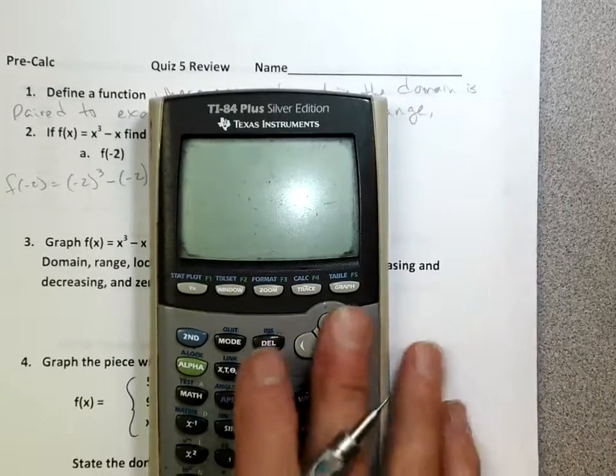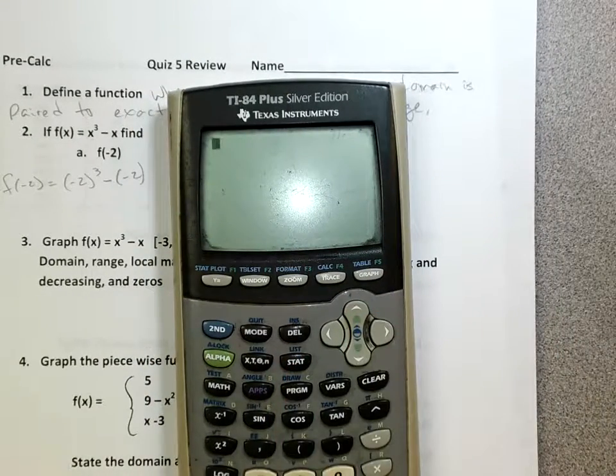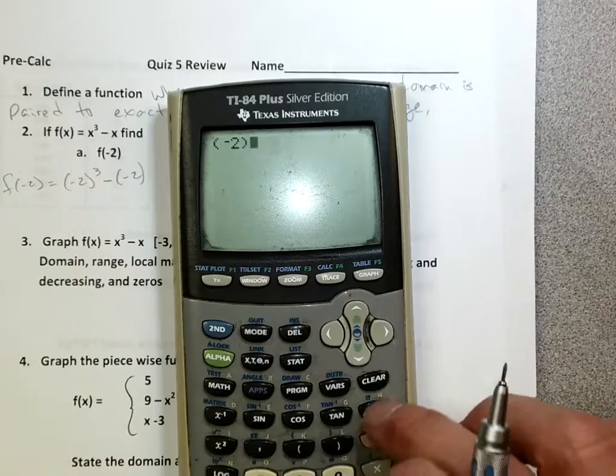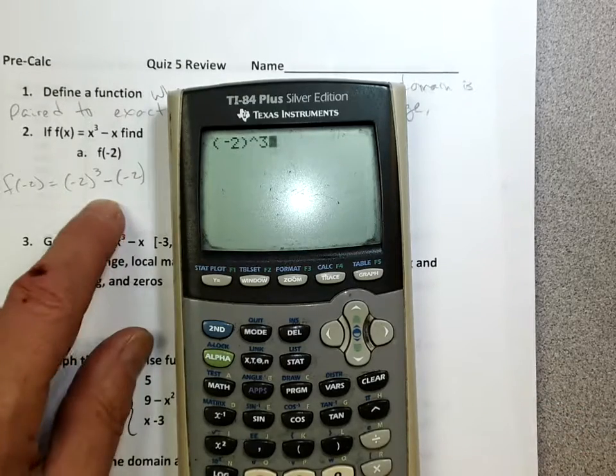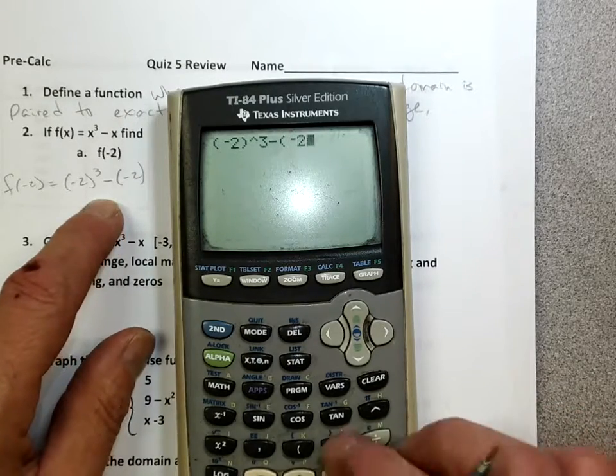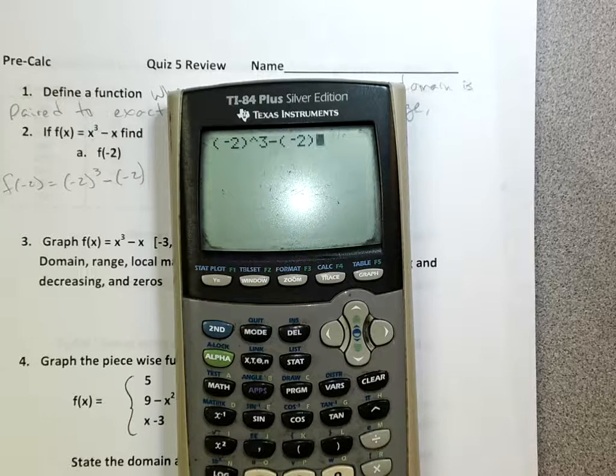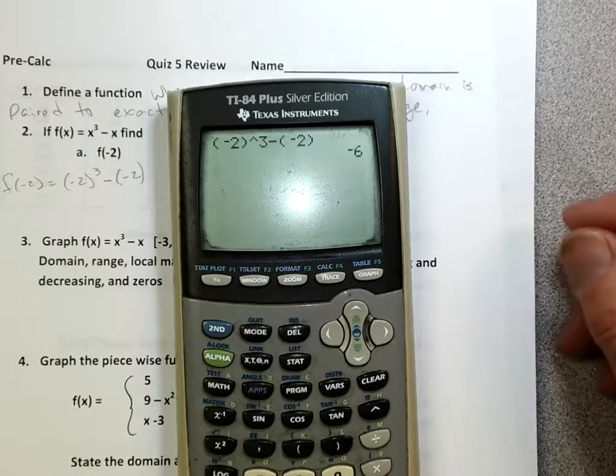If I just plug this into my calculator just like that, I go parentheses negative 2 to the third power, okay? Subtract parentheses negative 2. You just have to be careful on your negatives and your subtractions, right? But you can put it into your calculator. Boom, there's my answer, negative 6, okay? Make sure you can get negative 6.